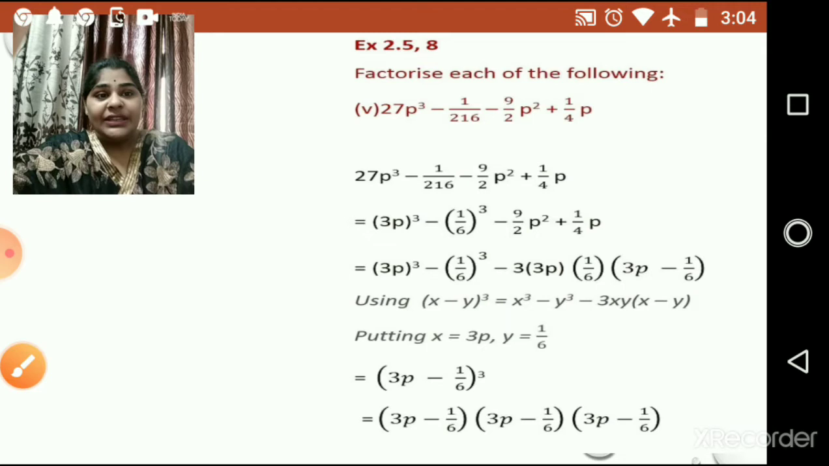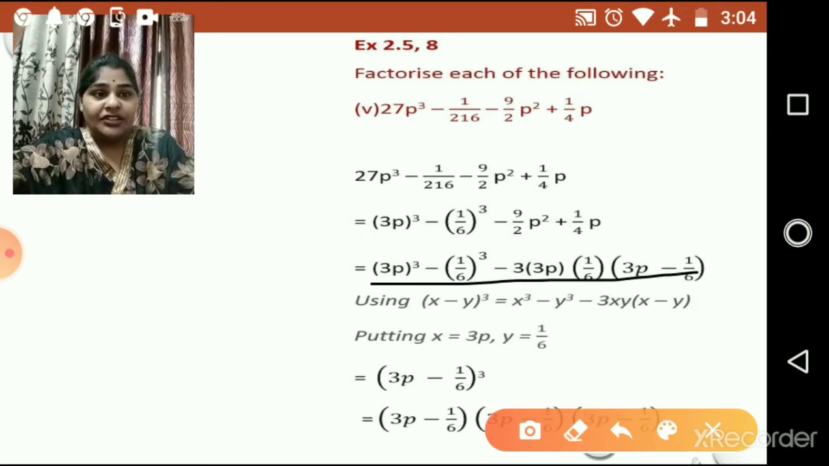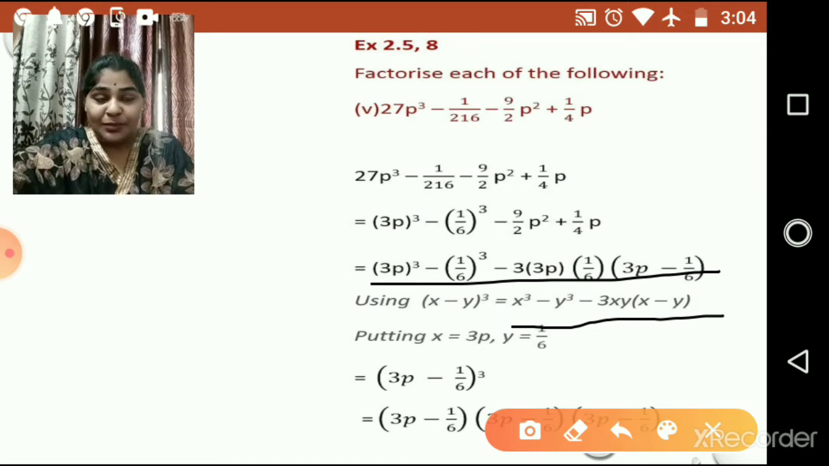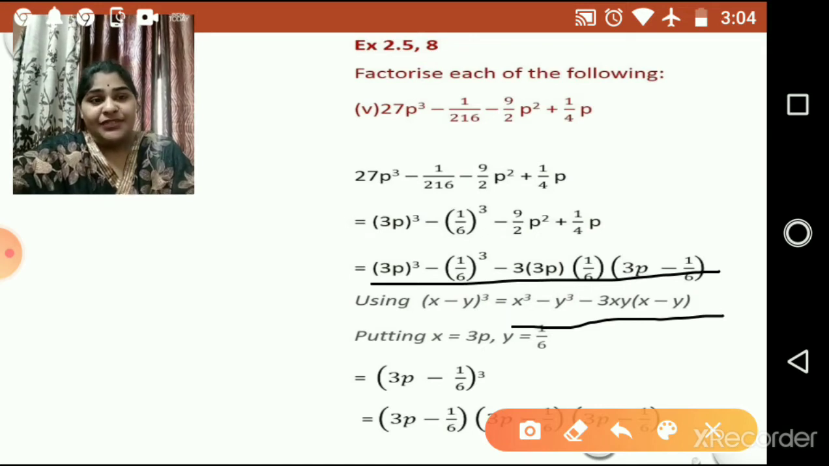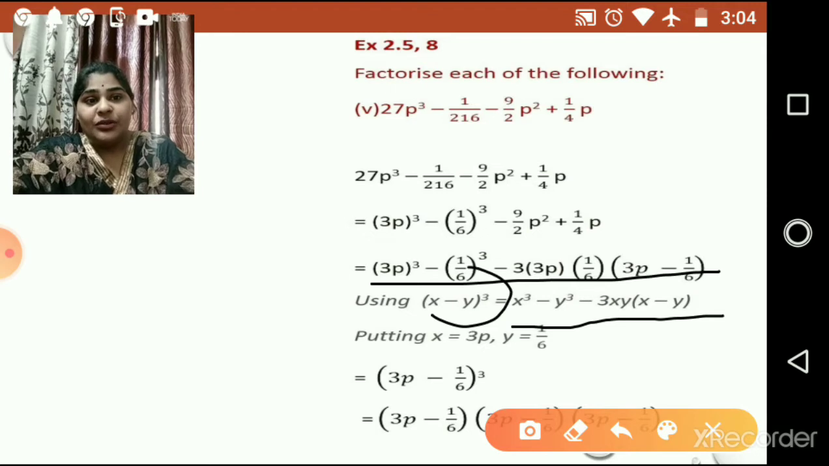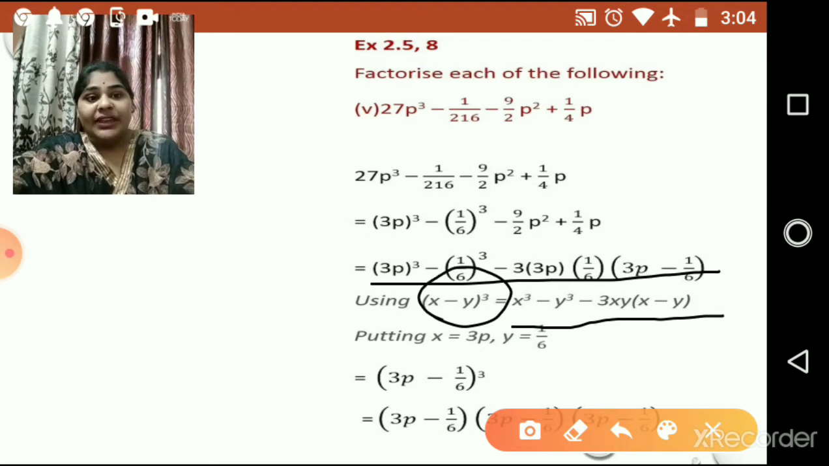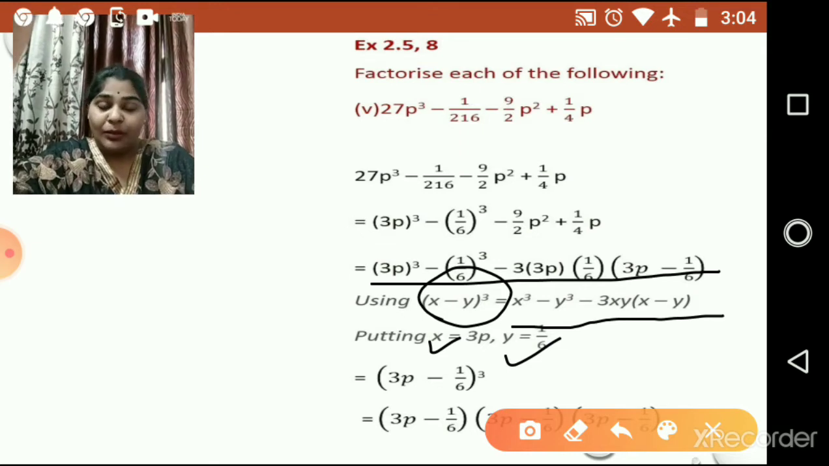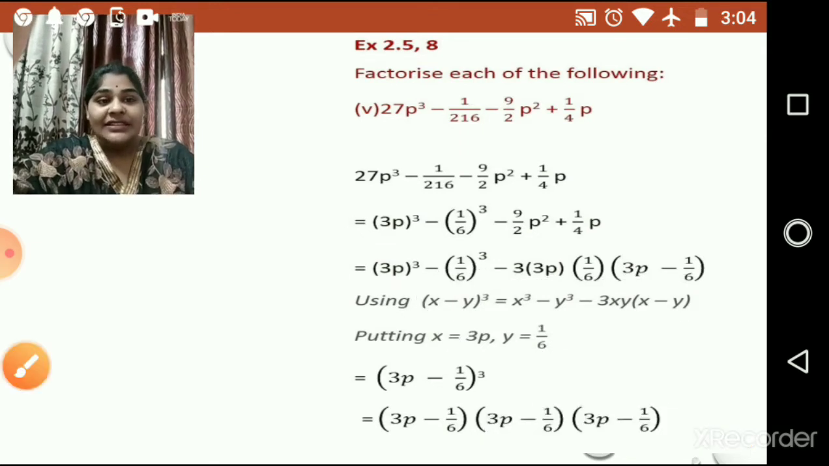And now this you can see is equal to x cube minus y cube minus 3xy into x minus y. So hence we can say that this is equal to x minus y whole cube. So x minus y whole cube will be 3p minus 1 upon 6 whole cube. Here I have just substituted the values of x and y, which is equal to 3p minus 1 upon 6 into 3p minus 1 upon 6 into 3p minus 1 upon 6. Right, children? These are the factors.